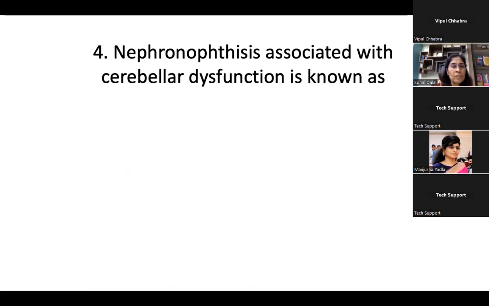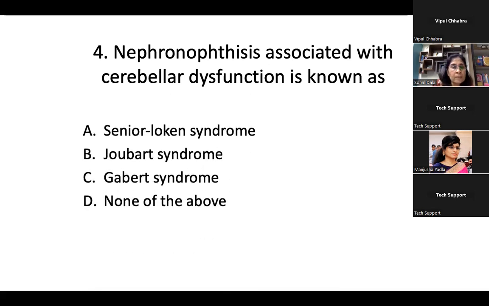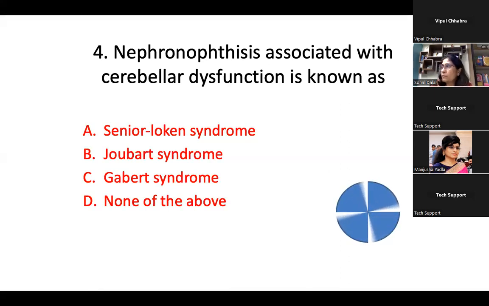Next question, question number 4. Nephronophthisis associated with cerebellar dysfunction is known as option A, Senior-Loken syndrome; B, Joubert syndrome; C, Gabert syndrome; and option D, none of the above. Time up. The correct answer is option B, Joubert syndrome.